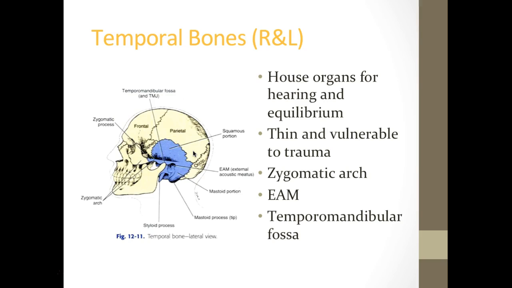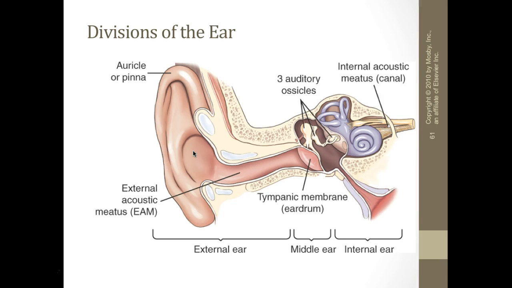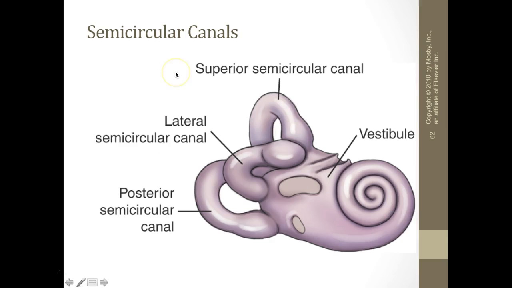So, review. The temporal bone houses organs for hearing and equilibrium. The squamous portion is thin and vulnerable to trauma. But the petrous ridge is the most dense portion. The zygomatic arch, the EAM, and the temporomandibular fossa are the big things. When we're looking at the ear, we have the internal ear, middle ear, and external ear. So we have the internal acoustic meatus, three ossicles, and the tympanic membrane, and here is your EAM and your auricle, the pinna, up top.